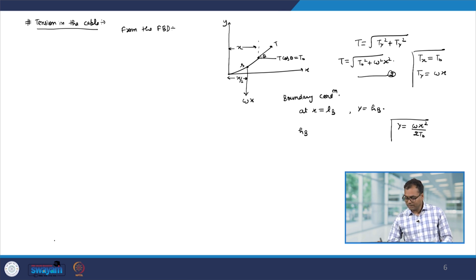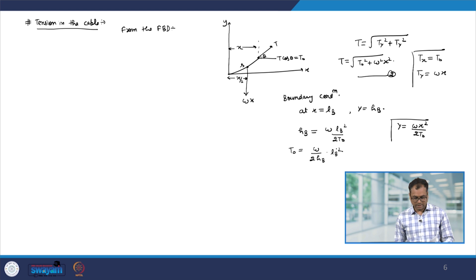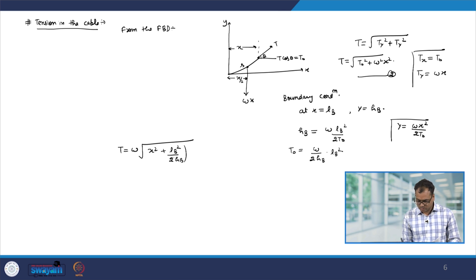Let us put y equal to HB. So, we have HB equal to W LB square over 2 T naught, and from here I can find out what is T naught. So, T naught will be W over 2 HB into LB square. Let us put it in equation number 2. So, we have T equal to W times square root of x square plus LB to the power 4 over 4 HB square. Let us call it equation number 3.